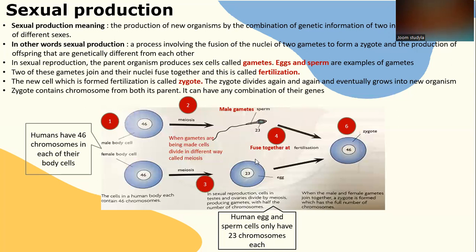Then the next step, when they fuse together at fertilization, the 23 chromosomes of the male gamete, the sperm, and the 23 of the egg become a zygote. The zygote has a total number of 46 chromosomes. To simplify, when the male and female gametes join together, a zygote is formed, which has the full number of chromosomes. This is the process of sexual reproduction.